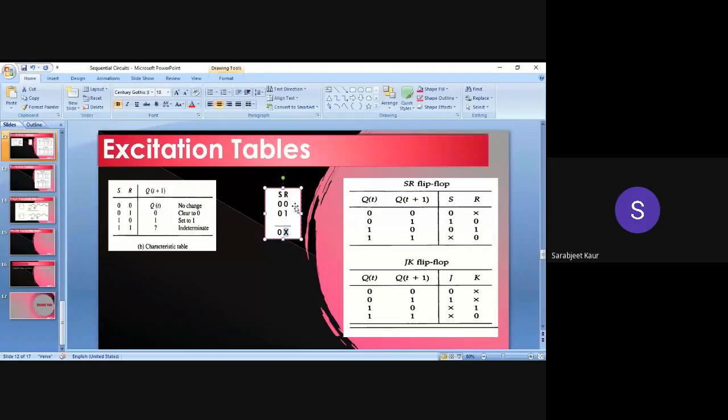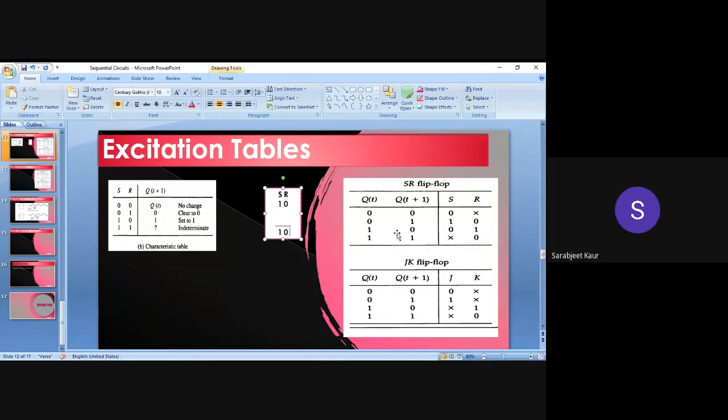Now, what is the next combination? The next combination is 0, 1. Please look at the characteristic table and tell me when can I get a 1 if my last output was 0. When S is 1 and R is 0. We said that S dominates. S says I am superior. So I have to give that, right? And is there any other case that may apply? No, ma'am. So this is the only combination in this case which works, right? So that is what we have listed here. Any problem? No, ma'am.